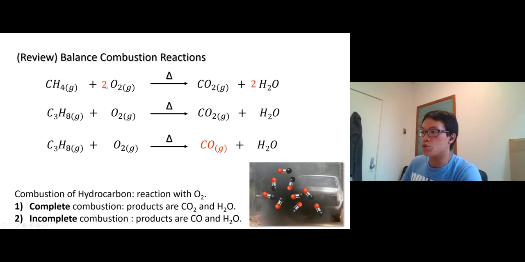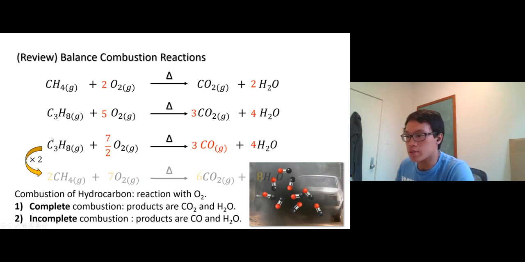So 2 right here, 2 right here, 3 carbon, 4 water, and that's it. And the last one, 5 oxygen. The last one, we have 3 carbon, 4 hydrogen, and 7.5 oxygen, or times 2 the whole thing.